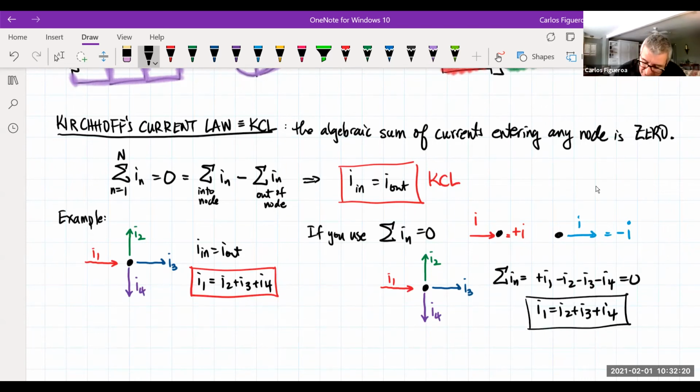But note that that's an algebra step. Note that you've got to deal with the minus signs. This is why this is my preferred way of doing these things.